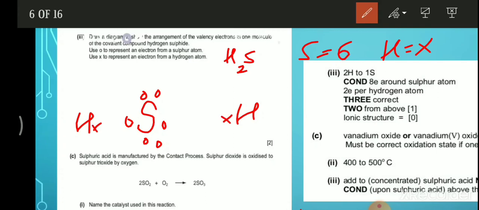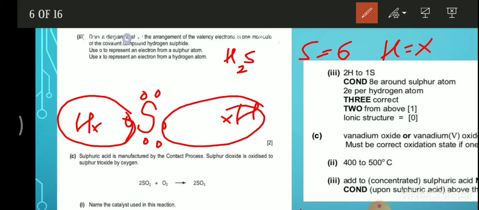Now you have to make them stable. Hydrogen requires 2 electrons to become stable. That is duplet configuration. In this way you have to draw the circle. So you can see both the hydrogens have become stable now. Now sulfur requires 8 electrons. Already it has 6 electrons and it will share electrons with the 2 hydrogens to form 8 electrons. In this way you should draw this structure. You will get 2 marks.